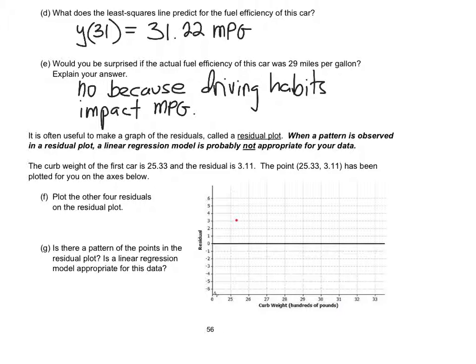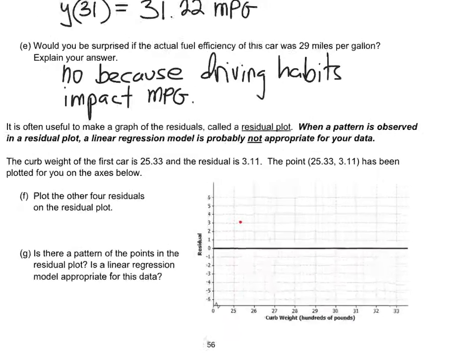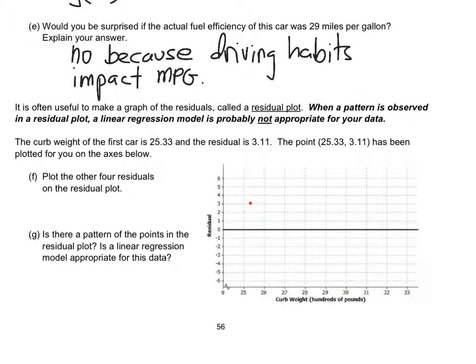All right. So the last thing we have to do here is create a residual plot and analyze it. And this is actually the last thing we have to do in the course. So they told us that a curb weight has a residual of 3.11, but we knew that anyway. So what we need to do is plot all of the other residuals against their curb weight. So a residual plot is always x value, so x versus the residuals. All right, always.